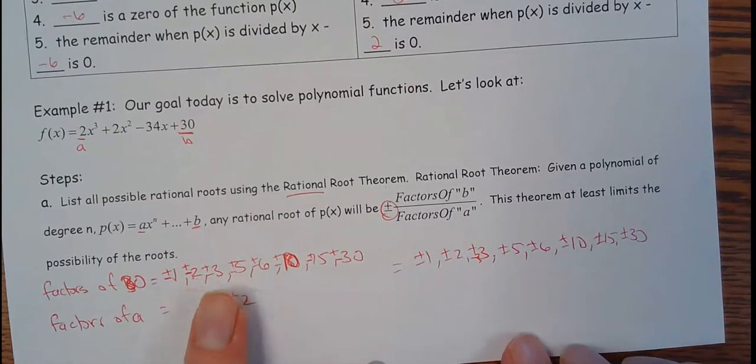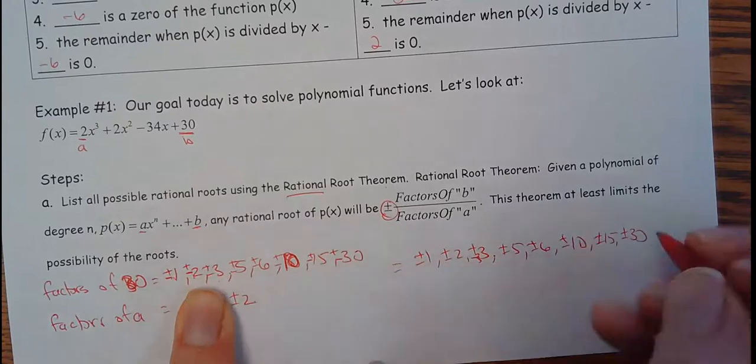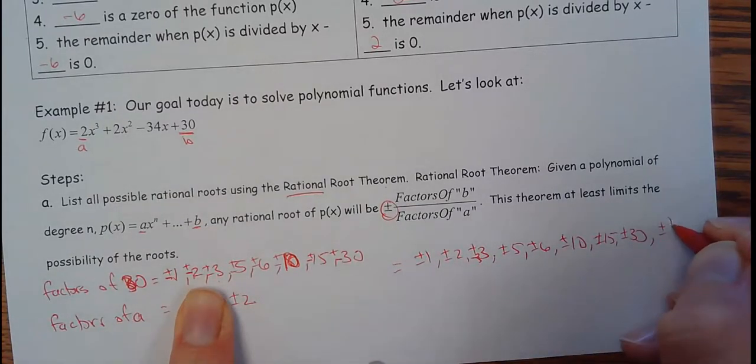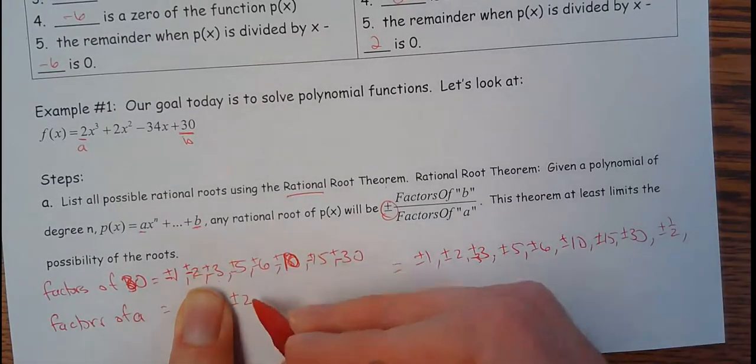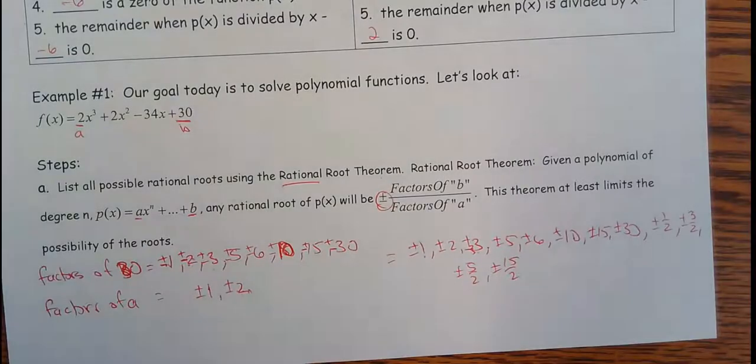Okay, now I've got to put them all over 2. So 1 over 2 would be plus or minus 1/2. 2 over 2 is 1, which is already in the list. 3 over 2.